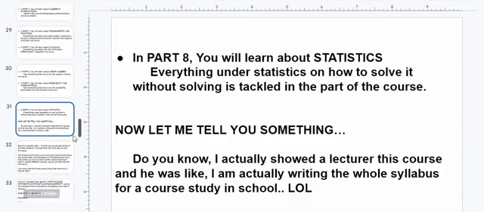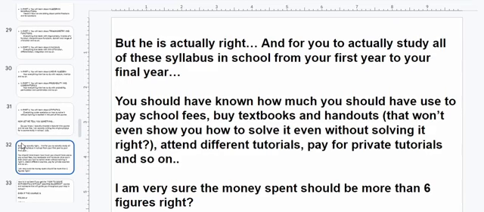Now let me tell you, I showed this course, all of what I've done, to a lecturer, and he was like, I'm writing the whole syllabus for a course of study in school. It's actually funny, but he's actually right, because after studying all the syllabus in school from first year to final year, this is what you'll be seeing, or it's basically what they are doing in school, all right.